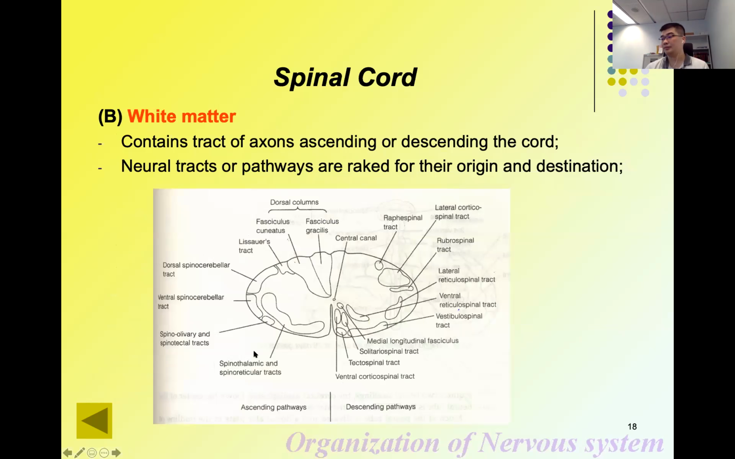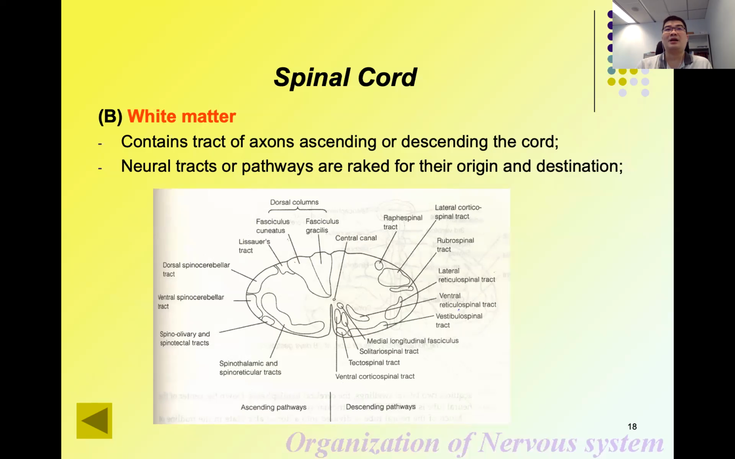So white matter. The white matter is not just unorganized. Actually, they are organized into different pathways. Some are ascending, some are descending. For example, some of the ascending nerves, the sensory neurons correlated with the cell body over here, send the information up to the brain. So there will be an ascending part.